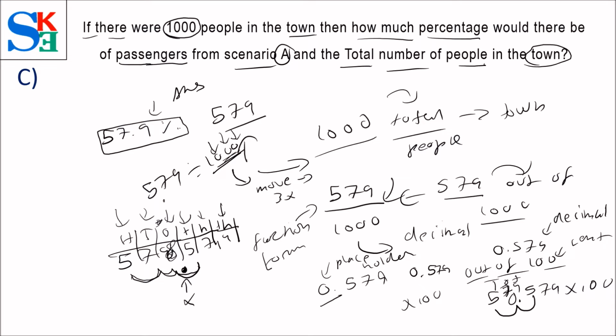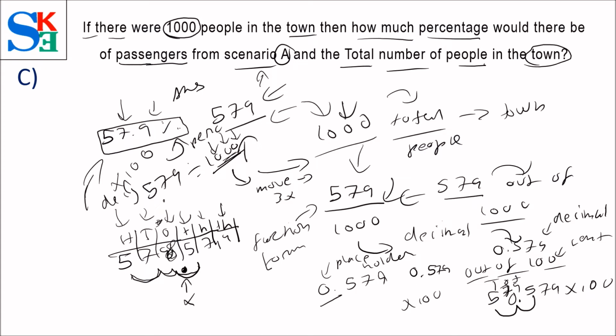So what I did, there were 1,000 people in the town. 579 people were there in scenario A. Then what percentage was this of this? Now I found the fraction, then I found the decimal, then I converted it into percentage by multiplying the decimal by 100. Decimal multiplied by 100 is going to equal percentage. So I hope you understood about C.